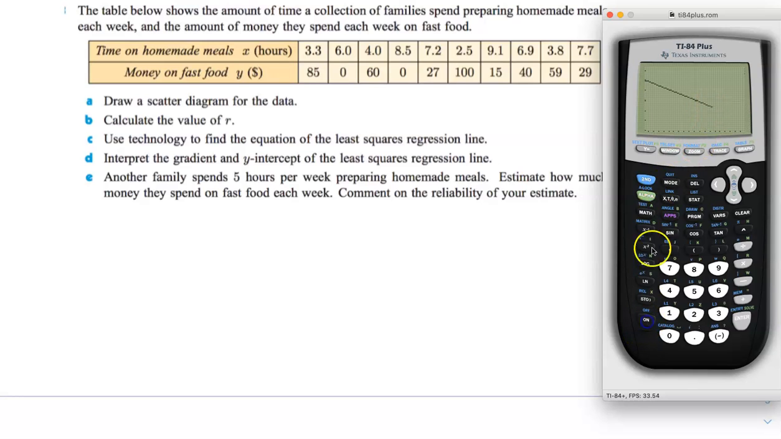If I hit graph, you won't see anything, because I've got to get rid of that line I had before. That's the regression equation for the one we did earlier. My window's off, so I'm going to fix it the easy way: zoom, then number 9, because that's stat data. And there you go. You can see the family that spent no money on fast food, and then all the rest. So that's my scatter plot.